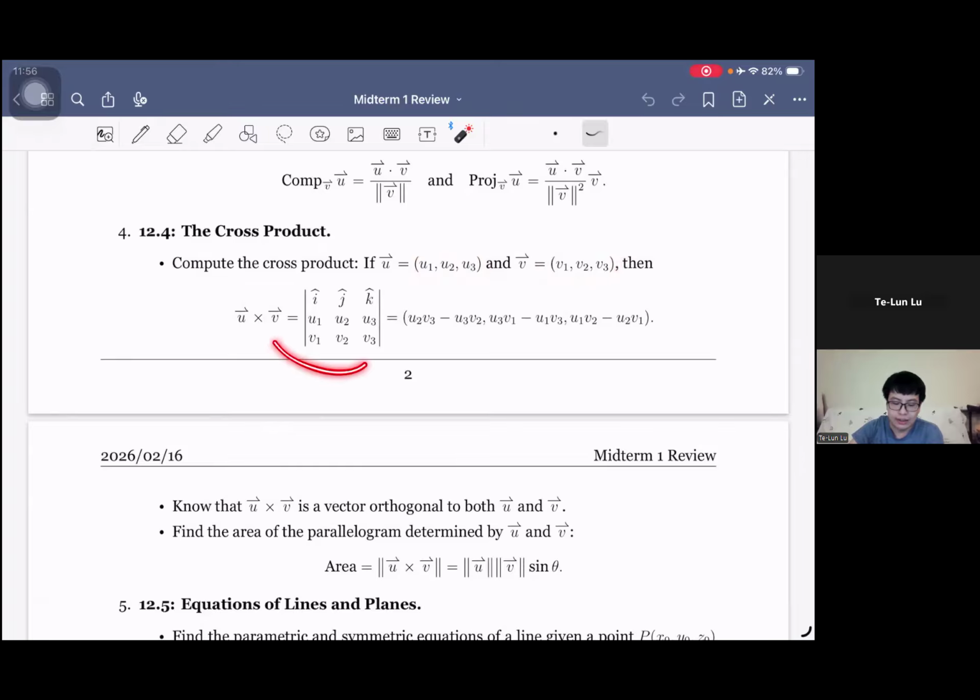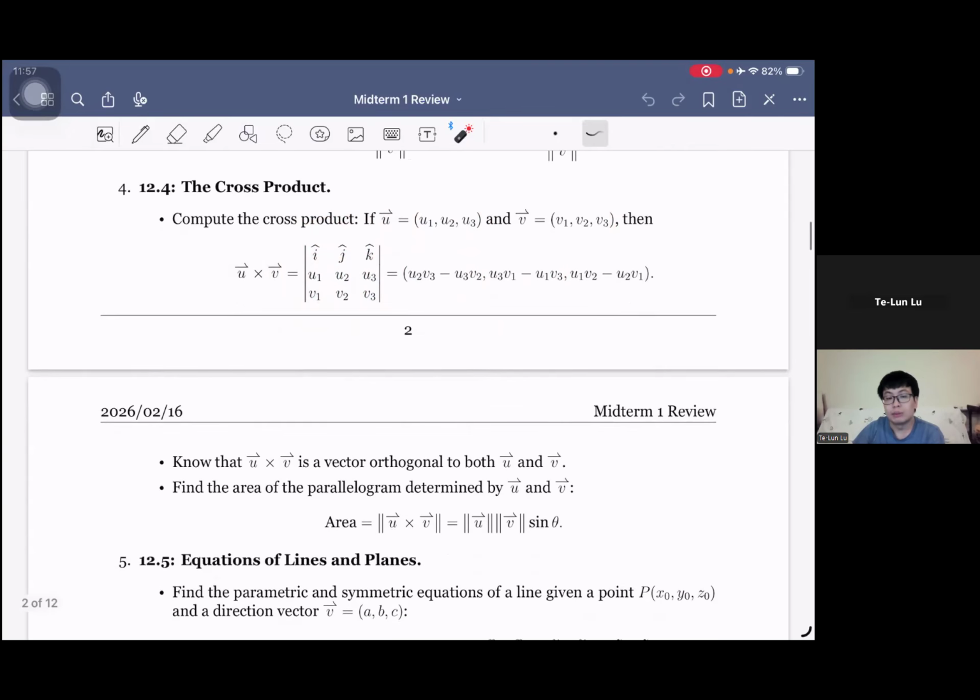And recall that we have this nice notation of the determinant. You can write down u cross v as a vector given by this determinant, which is taking the i-th component to be the determinant of this, u2 v3 minus u3 v2, and so on and so forth. J corresponds to this one with a minus sign, and K corresponds to these four entries.